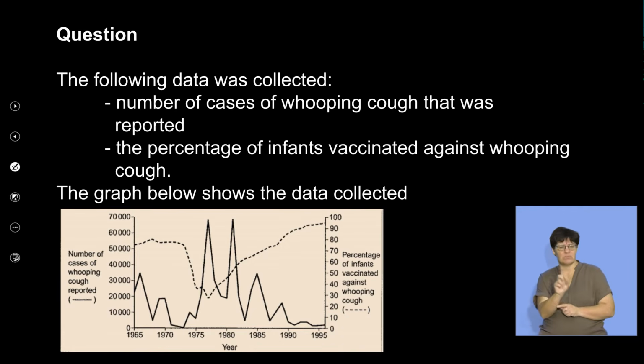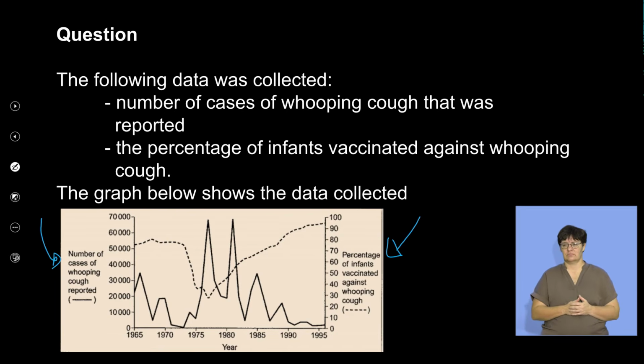Okay, what did they look at? The following data was collected. Now, guys, this is quite unusual because you've got a graph that's got two sets of axes. Have a look here. You've got one on one side over here.